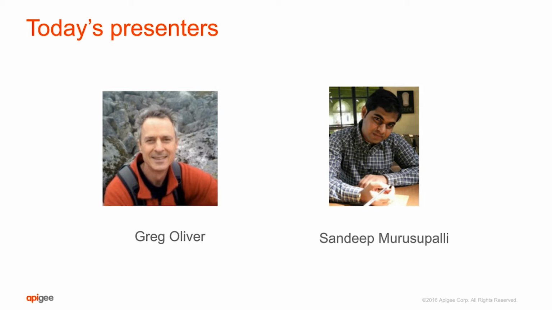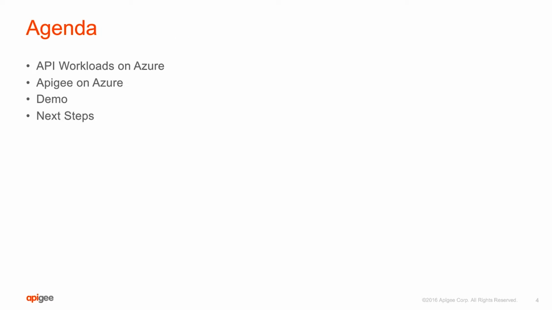So we have an agenda for today. We'll start with the Azure ecosystem and what people are doing on Azure today to expose APIs, to write API workloads. And then we'll spend some time on what we have done from Apigee's standpoint to help the ecosystem to be on the marketplace. And we also have a quick demo towards the end. But we'll keep it free flowing.